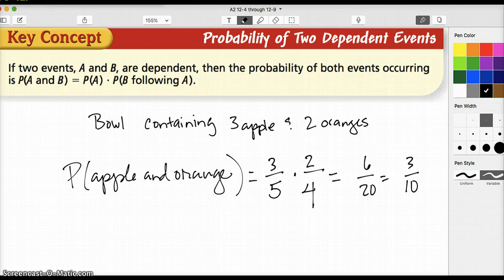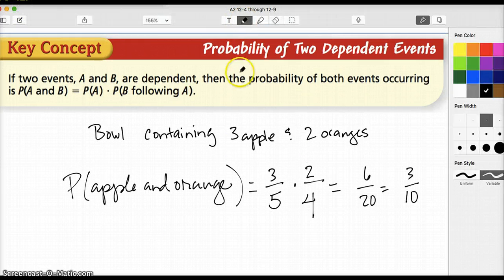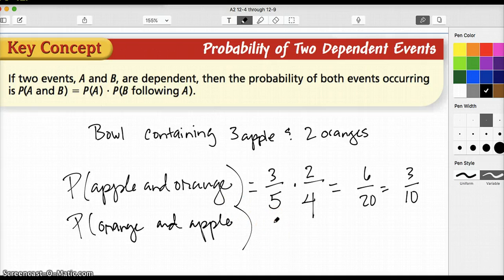3 out of 10. I was also thinking, well, what would happen if we did it the opposite way? If we pulled an orange first and then an apple. Our situation would be, well, there's 2 oranges out of 5, but then if we've done that, there's one less thing to pull from, and therefore there's 3 apples out of 4. And if you notice, 3 and 2 are in the numerator, 5 and 4 in the denominator. We get the same probability.